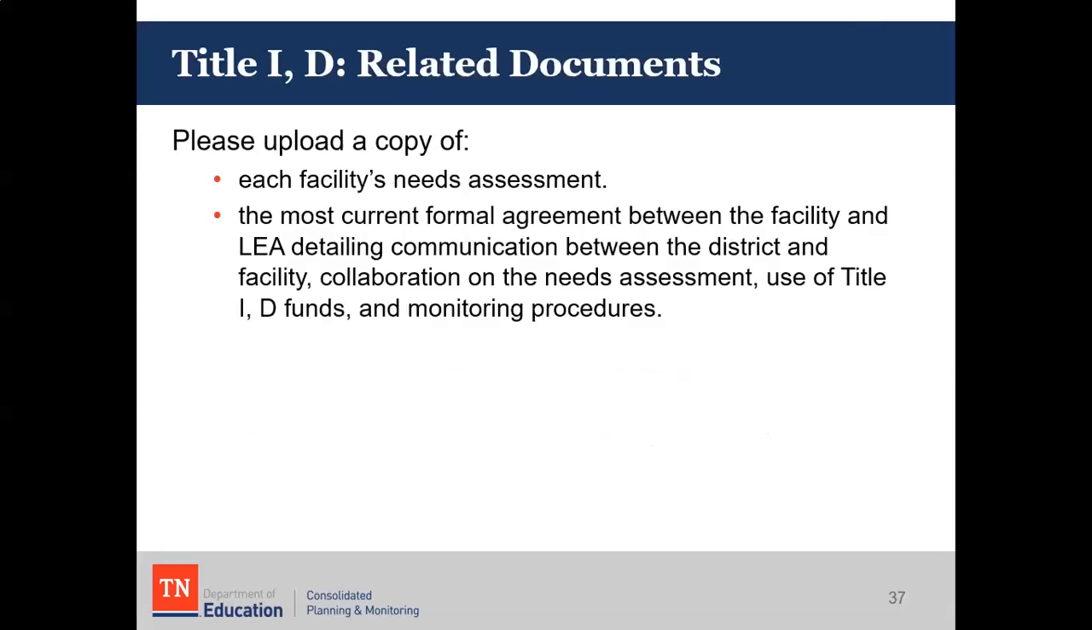And again, the 2 documents that we're looking for is a needs assessment completed for each facility, uploaded, and then a copy of the MOU. Again, that question was taken out of Title I-D, so you just upload the MOU. And again, if you have multiple agencies under one parent company, it's okay to just have the one MOU with the one parent company there.